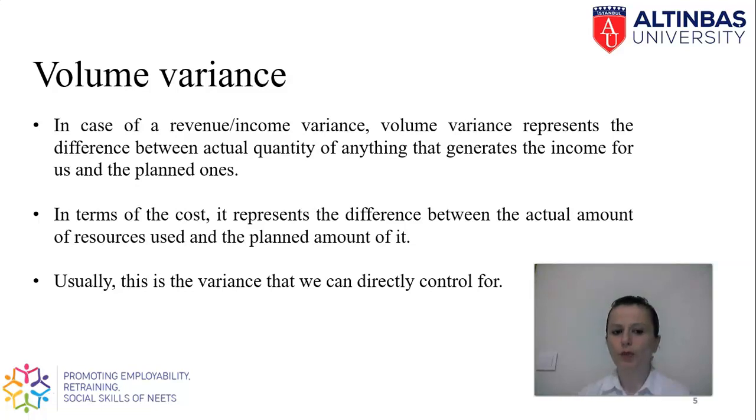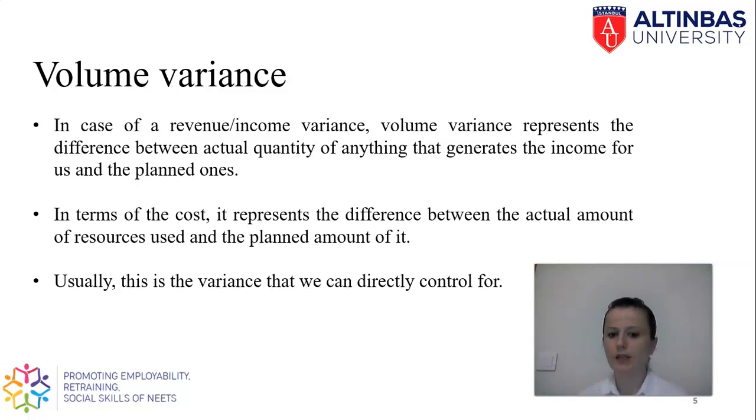The difference between volume variance and price or cost variance is that volume variance is the amount of resources that you consume, or if you are selling something, the volume difference will be the amount of sales, let's say the number of units, not the dollar or monetary amount. In the case of a revenue or income variance, volume variance represents the difference between the actual quantity of the items that you're selling and your budget. In terms of cost, it represents the difference between the actual amount of resources that we use and what we planned for that resource.